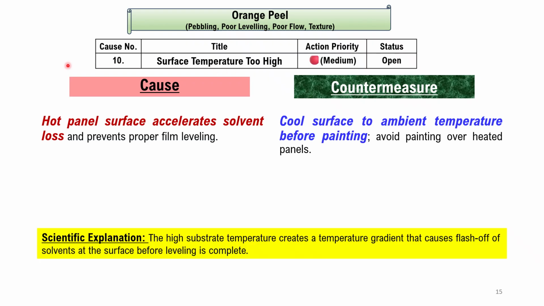Now we come to the 10th probable cause. Surface temperature too high. Hot panel surface accelerates solvent loss and prevents proper film leveling. That is, the high substrate temperature creates a temperature gradient that causes flash off of solvents at the surface before leveling is complete. Therefore, cool the surface to ambient temperature before painting. Avoid painting over heated panels.